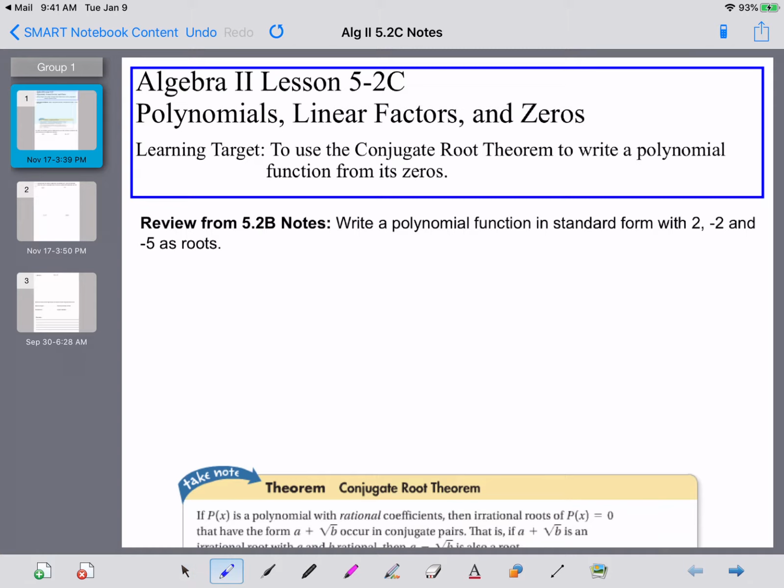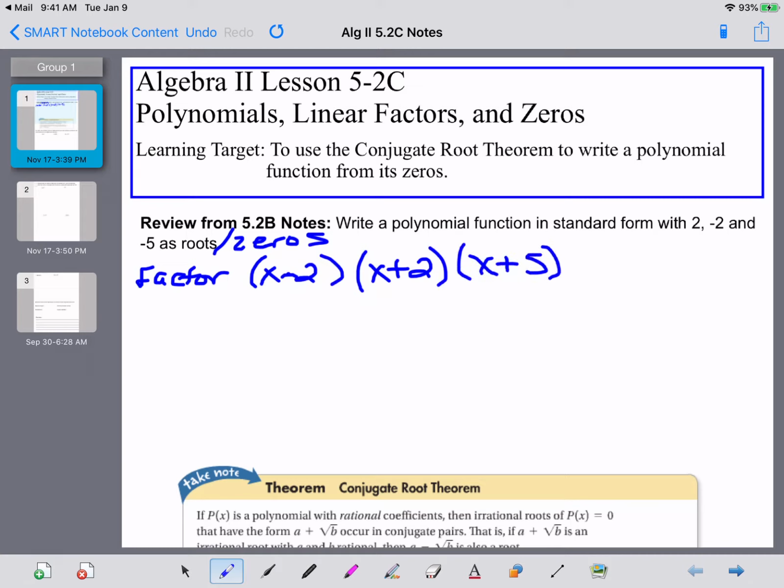Doing a quick review from yesterday, it says to write a polynomial function in standard form with 2, -2, and -5 as the roots. And remember, roots and zeros we kind of use interchangeably. So if we have a zero or root of 2, it came from a factor of x minus 2. And if we had a zero of -2, it came from a factor of x plus 2. And a zero of -5 came from a factor of x plus 5. So we always start with our zeros and use them to help us create our factors.